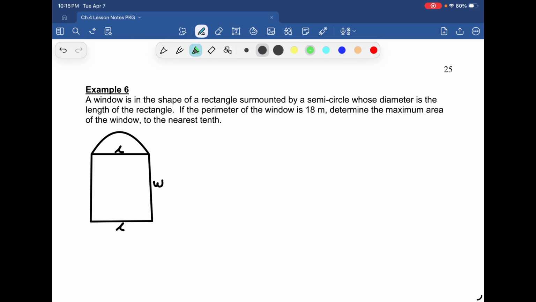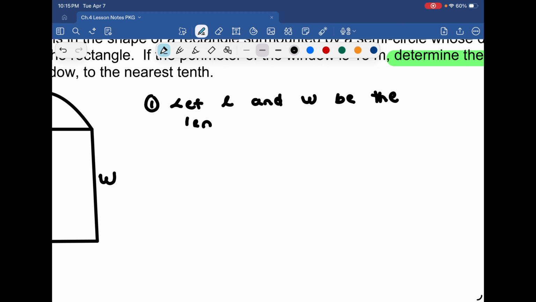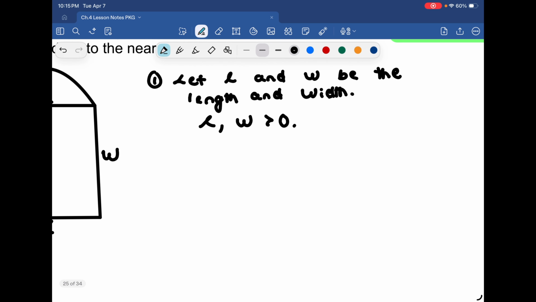Now, again, as soon as they give you the perimeter, you know that the perimeter is where we're going to start in terms of getting everything into one variable. So I'm going to just at the very top start with defining the variables. Let L and W be the length and width. And I'm going to write L and W are greater than 0. Perfect. Now we're going to discuss our perimeter.